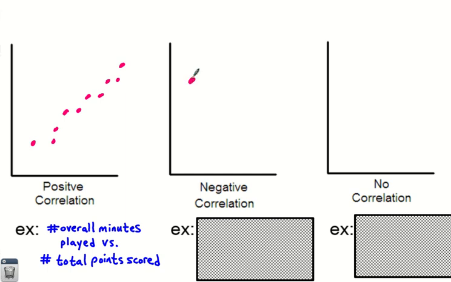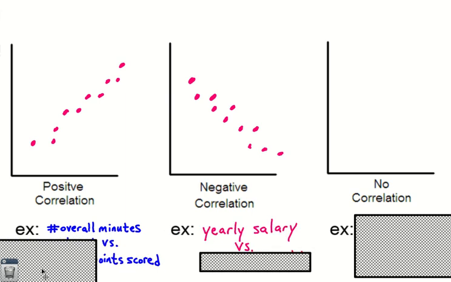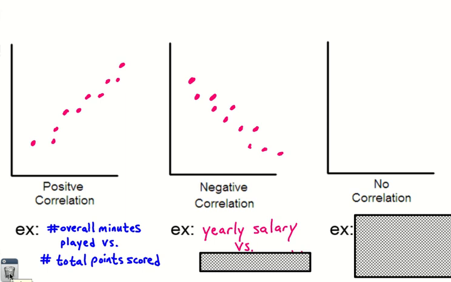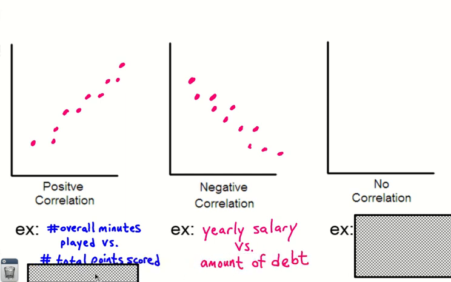And so, of course, a negative correlation would be kind of like downhill. But that really means that when one variable increases, the other variable is actually decreasing. So one increases, the other decreases, and vice versa. And let's see an example of this. Yearly salary versus amount of debt.